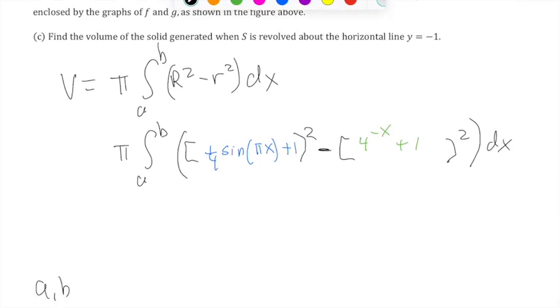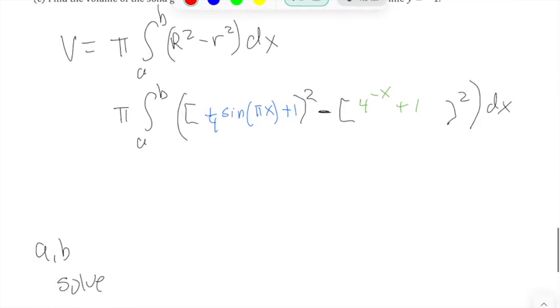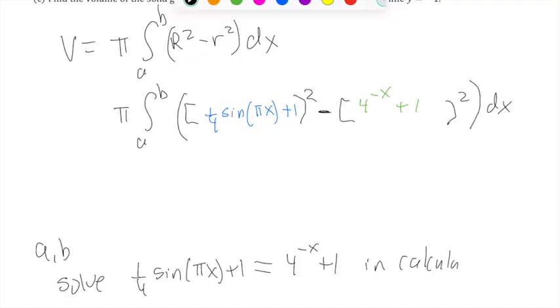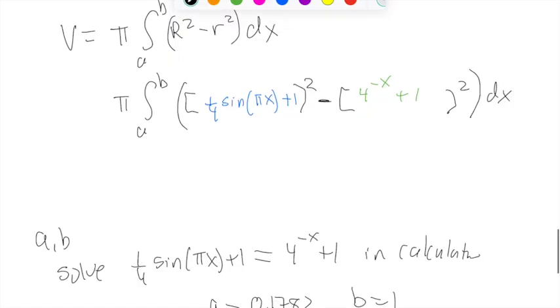So to find a and b, we need to solve the two functions together. So we'll do this in our calculator. You set those each as their own unique graph, and then find where they intersect. And if you do this, you're going to get a is equal to 0.1782, and b is equal to 1. So fill that in.